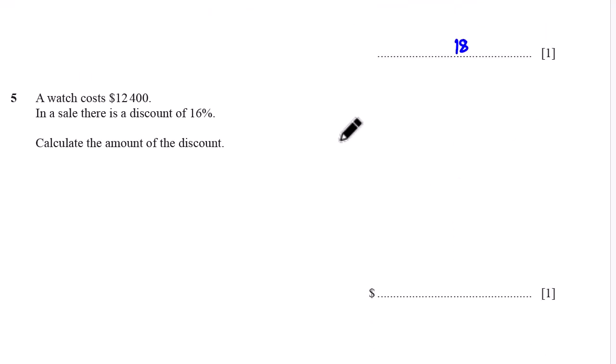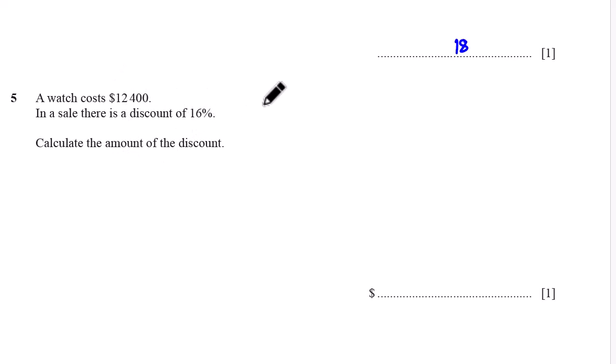A watch costs $12,400. In a sale, there is a discount of 16%. Calculate the amount of the discount. This is also very important. Calculate the amount of the discount. You are not finding how much is left after you've removed the discount.